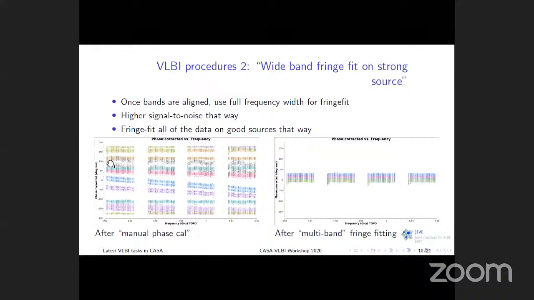Right, so the left-hand side is after the manual phase cal, but before the multiband, and the right-hand side is the same data after the multiband fringe fit.